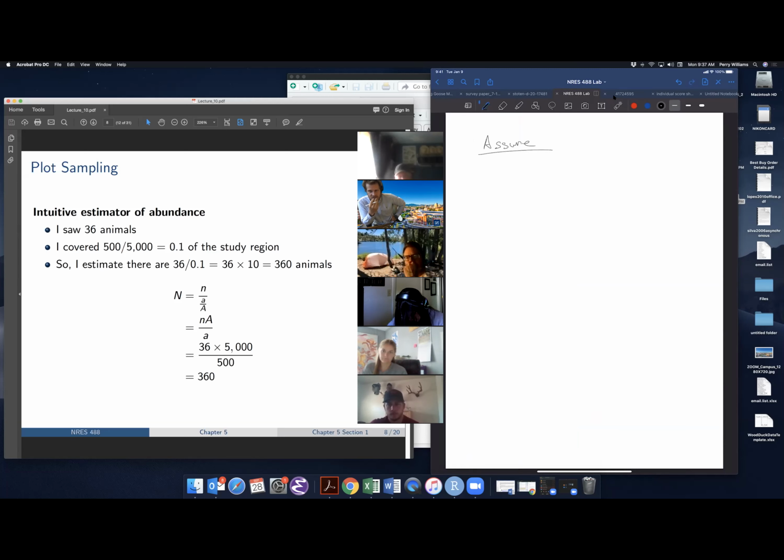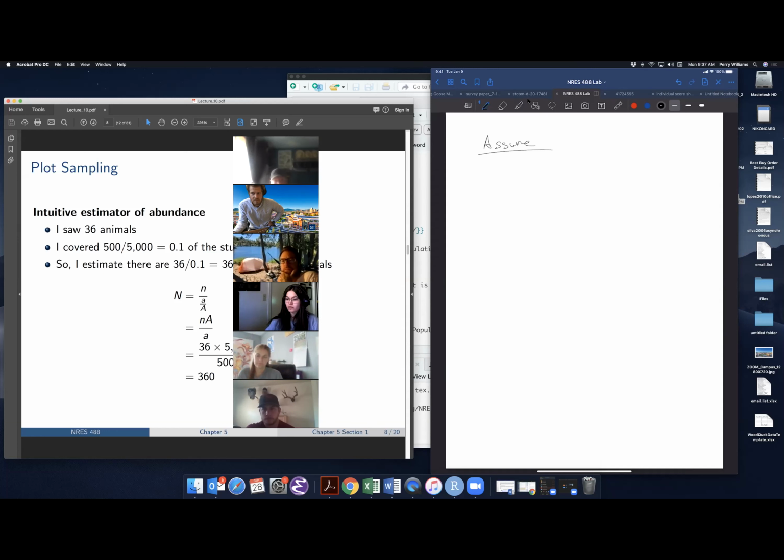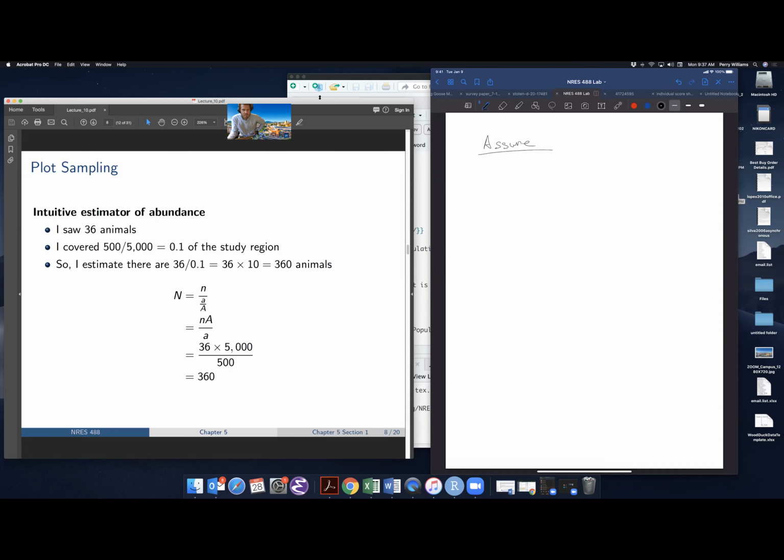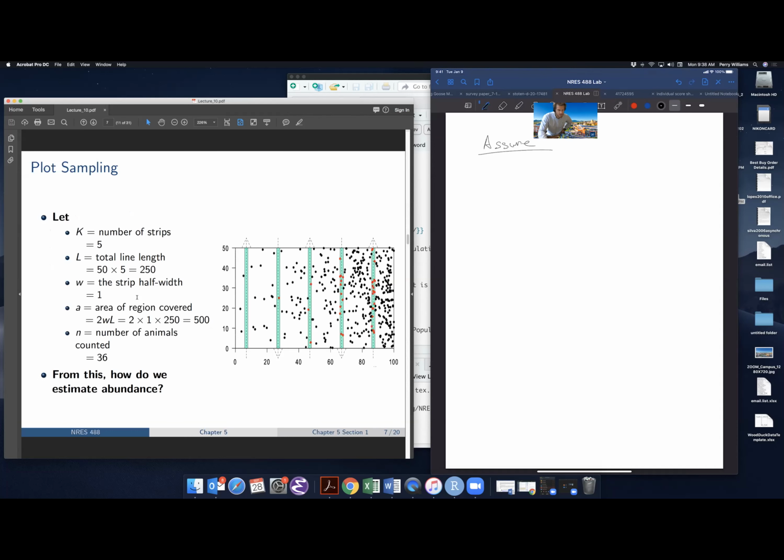I was just looking at the example on the left side, and I was a little confused when it says I saw 36 animals and I covered 500 out of 5,000. Wouldn't it be the 2,500 because we saw 36 total? Yeah, there should be a 2 here. Okay, makes sense. Thank you. Let me go back.